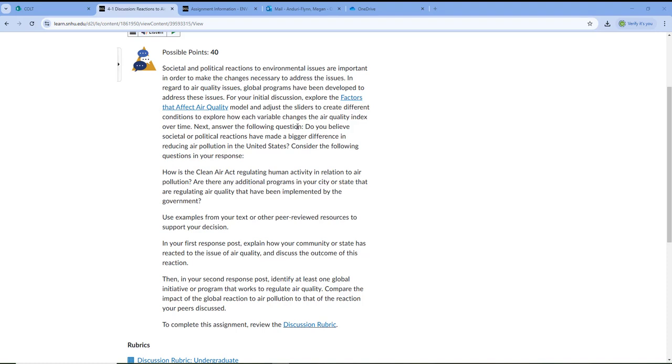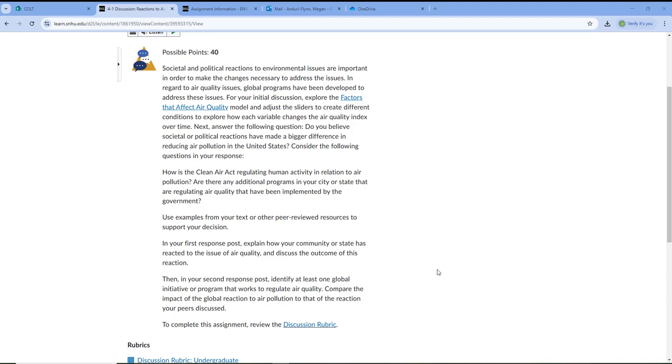So I would spend about a paragraph talking about the federal level, societal and political reactions, and then at the local level with your own area. Okay, and don't forget to include your in-text citations where appropriate and your full references at the bottom of your post. So that post is due Thursday midnight.